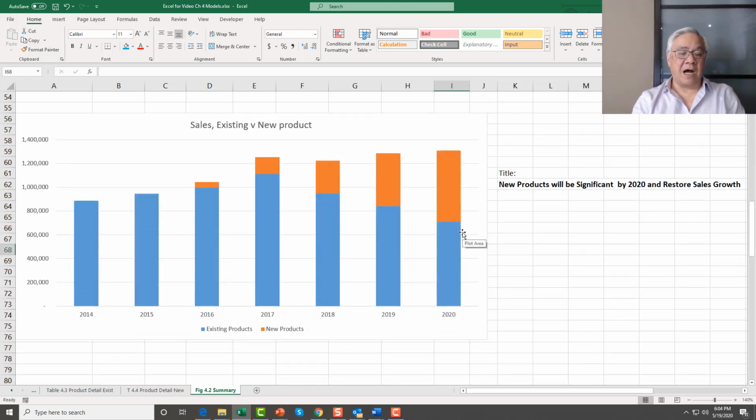The next one is on bar charts. And we call this a stacked bar chart. And again, it starts with historical, 2014, out to the planning horizon, 2020. This is a very clear depiction, and it's not a fancy graph, but it's quite clear. On top it says sales existing versus new. Okay, at least we're starting to get at what is the meaning or the purpose of this graph. But I would title this, New Products Will Be Significant by 2020 and Restore Sales Growth. Because what you see, if you only look at blue, it goes up and it declines. And unless we can replace those sales declines with new sales, overall sales will fall.